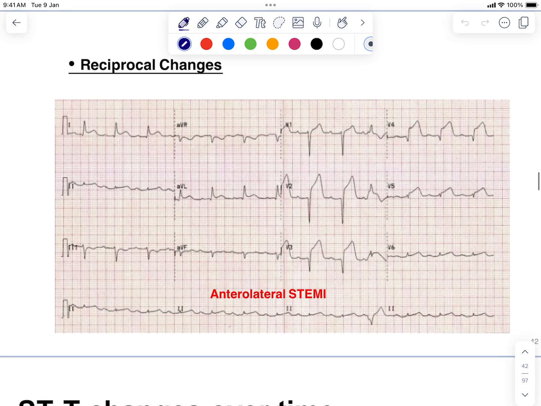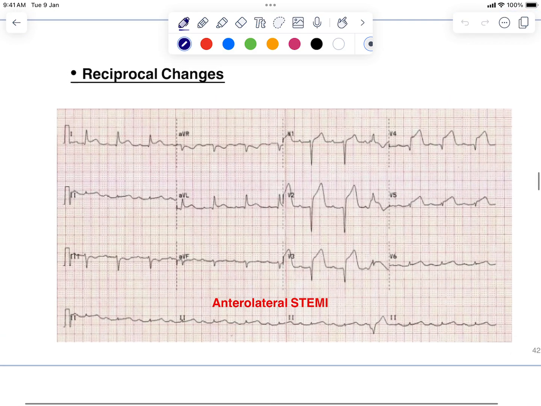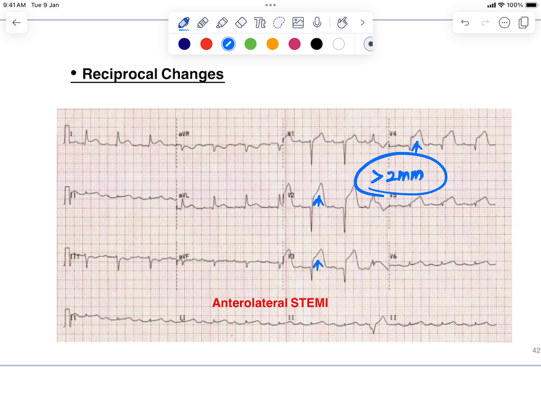If you observe the ECG changes here, you are having ST segment elevation in V2, V3, V4, and the ST segment elevation is definitely more than 2 mm. Along with that, if you observe, there is ST segment depression in lead 3, and very minimal or absent elsewhere. But in lead 3 you are having the ST segment depression. The ST segment depression, in response to that ST segment elevation in the anterior leads, is nothing but your reciprocal changes.